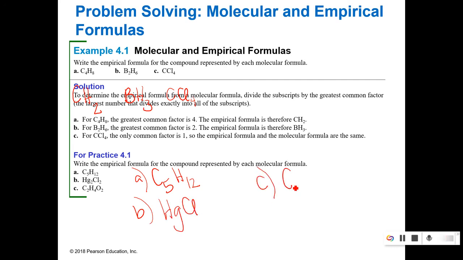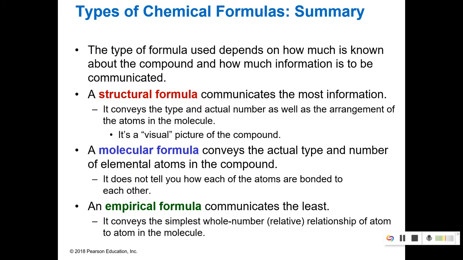That one does reduce, B. And C also reduces. This is the common base in most sugars, that's CH2O. Very, very common that sugars have that empirical formula. So again, structural formulas are going to show you the picture. Molecular is the actual number of elements found. And empirical is going to be the smallest whole number ratio.